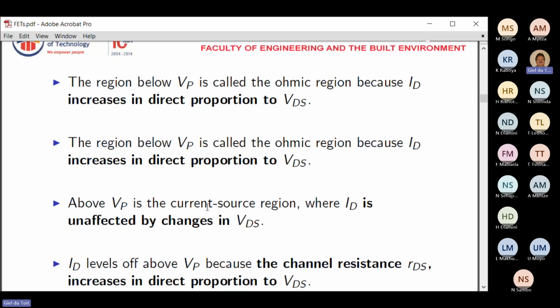Let's carry on and finish as quick as we can without holding you up. So above VP, the VP is the current source region, where ID is unaffected by changes in the V drain source. What that basically means, above the VP voltage, right? It means that ID is unaffected because it's already a 0 current. So even if we increase the drain voltage here, the current will not increase. It will be very close to 0.